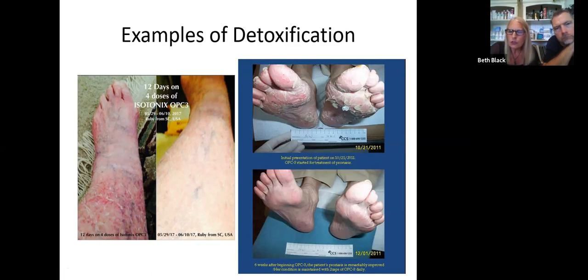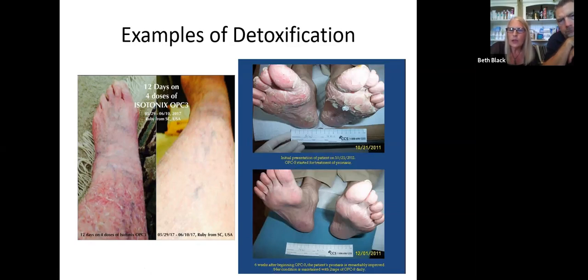Major, major changes. The same thing, this is from a doctor friend of ours in St. Petersburg, Florida, and this is a major case of psoriasis. A woman who could not put her shoes on without major pain, 6 weeks later. Now, these are situations where so many different things had been tried previously and they got no results.